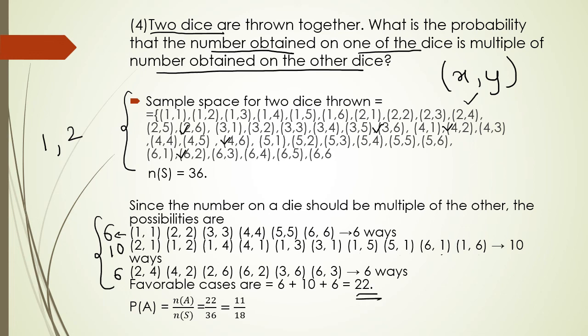So the probability is the number of favorable outcomes divided by the total number of outcomes. That is, after reduction, I have it as 11 by 18. I hope this is clear to you all.